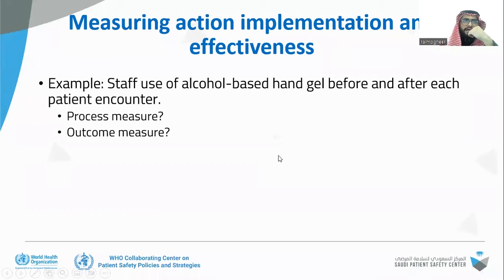So let's take this example. If an action required beta testing of new technology to improve staff use of alcohol-based hand gel before and after each patient encounter, can you give me an example of a process measure and an outcome measure for this action? You can answer it in the chat. Yeah, wonderful answers. Outcome measure is achieving its goal.